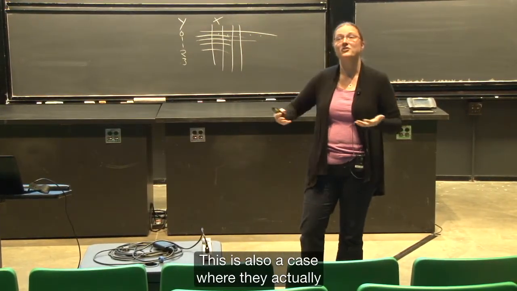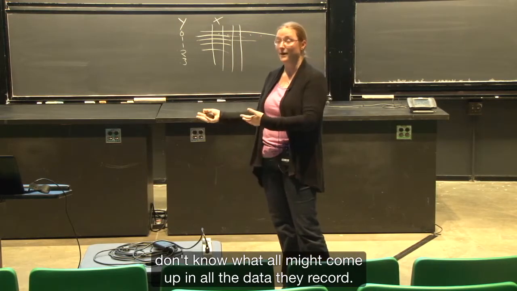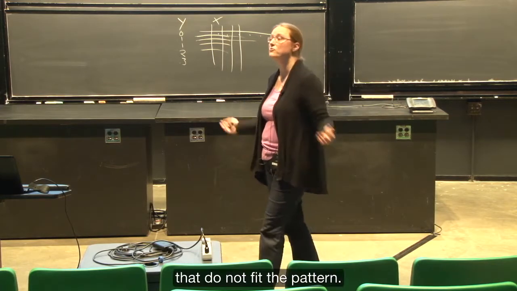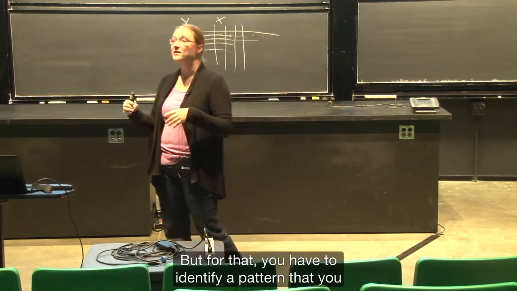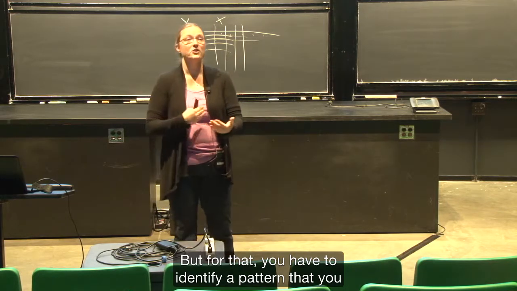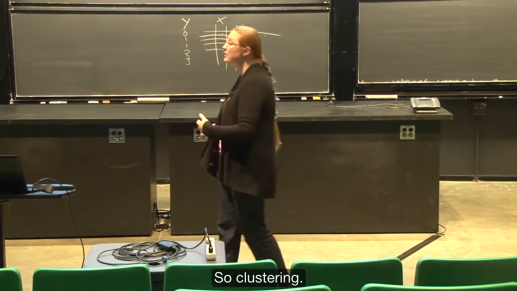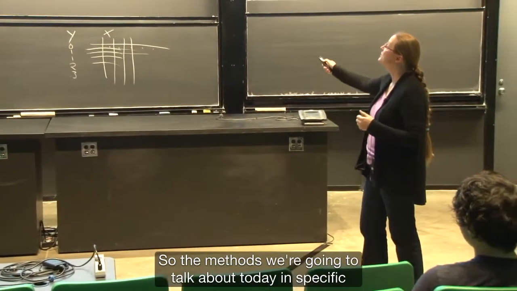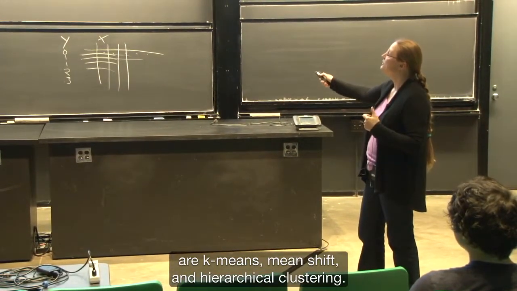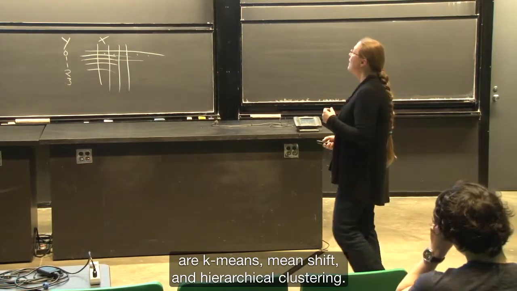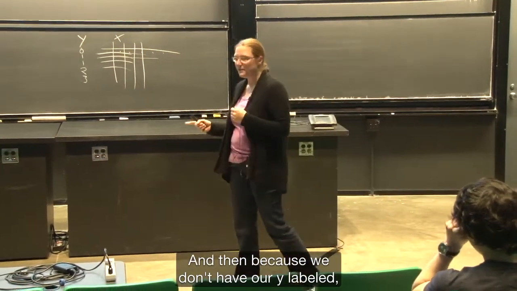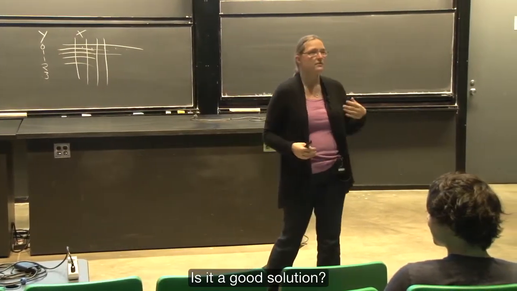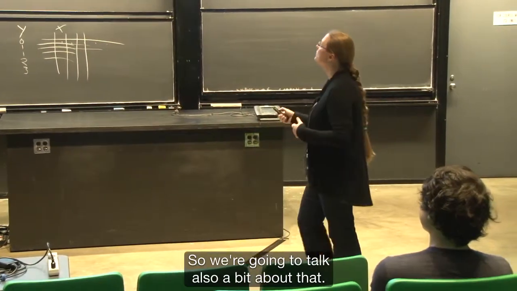This is also a case where they actually don't know what all might come up in all the data they record. So you're interested in the points that do not fit the pattern. But for that, you have to identify a pattern that you actually don't know in advance. So clustering. So the methods we're going to talk about today in specific are k-means, mean shift, and hierarchical clustering. And then because we don't have our Y labels, it's actually also not straightforward how to think about evaluating a clustering. Is it a good solution? So we're going to talk also a bit about that.